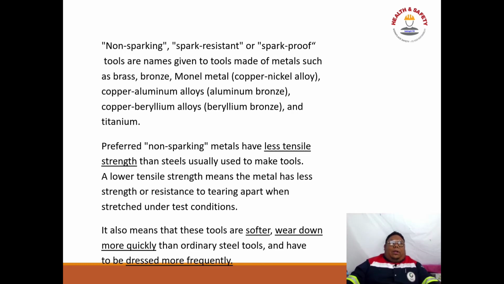A lower tensile strength means that the metal has less strength or resistance to tearing apart when stretched under test conditions. That's why the purpose of this one, guys, is non-spark. It's the major point of non-sparking hand tools. It's required, guys, in oil and gas. Now, it also means that these tools are softer, wear down more quickly than ordinary steel tools, and have to be dressed more frequently.